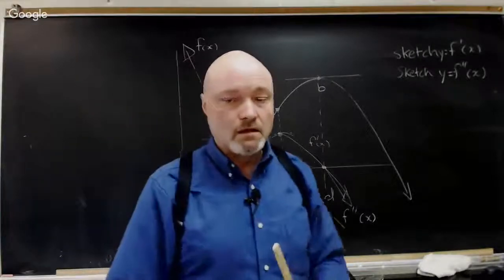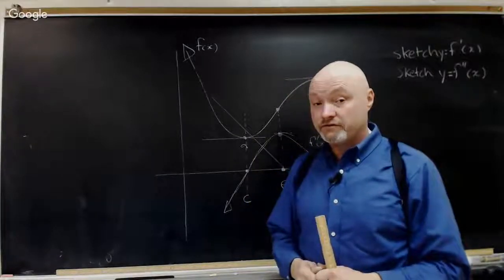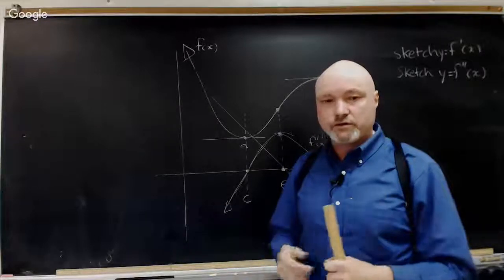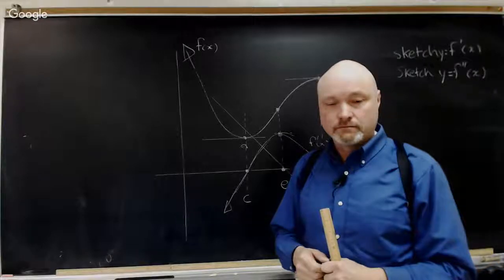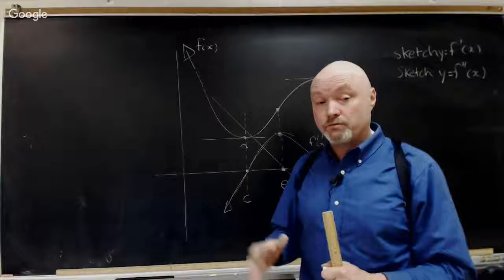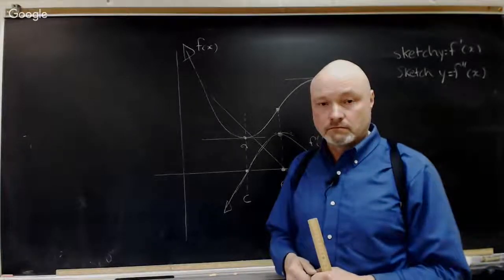Okay, so that is sketching the first and second derivative from the original function. So it's just broad strokes. There's nothing terribly algebraic about it. But it just gets our minds on that whole idea of slope and the rate of change of the slope. Any questions?